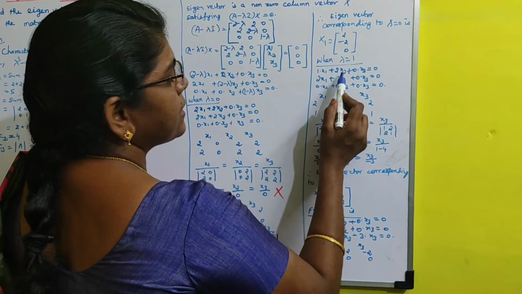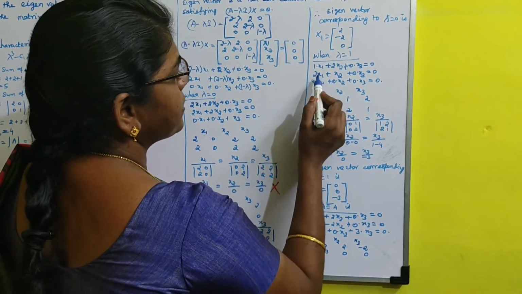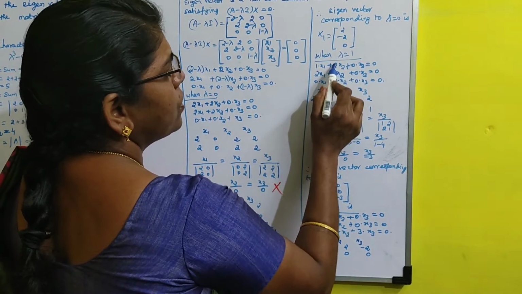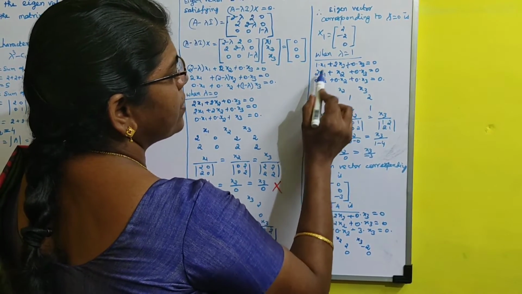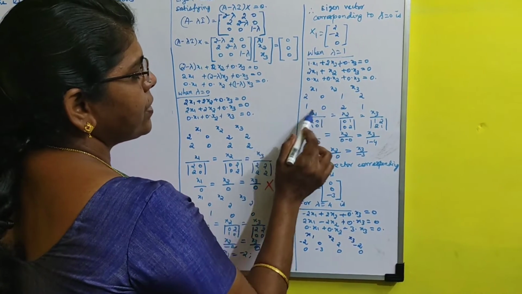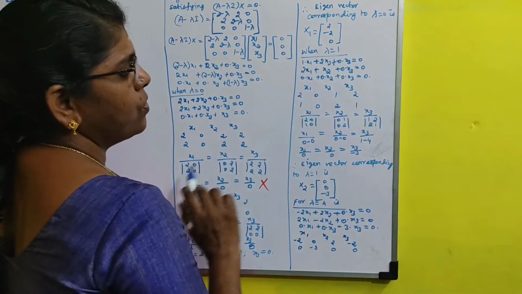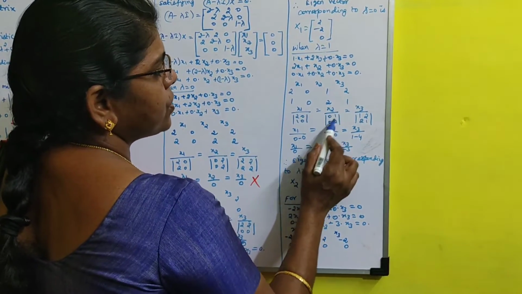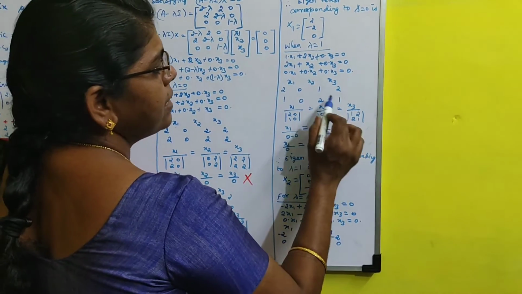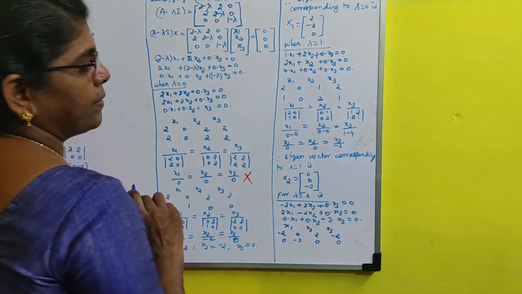Here I have considered the first two equations. So, 2, 0, 0, 0, 1, 2, 2, 1. For x1, determinant of 2, 0, 1, 0. For x2, determinant of 0, 1, 0, 2. For x3, determinant of 1, 2, 2, 1.